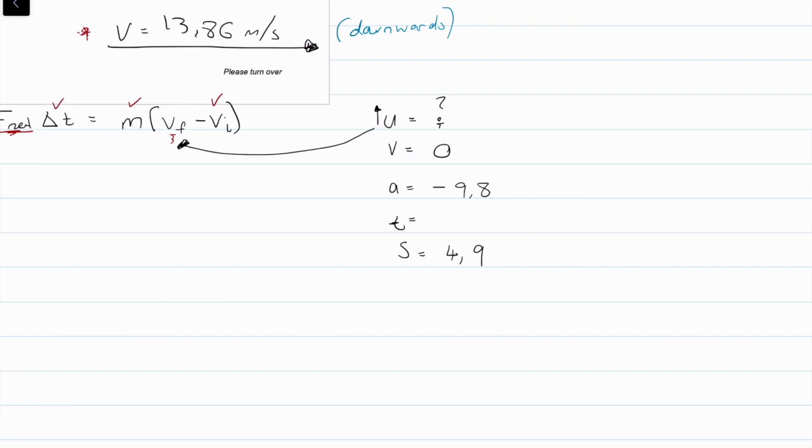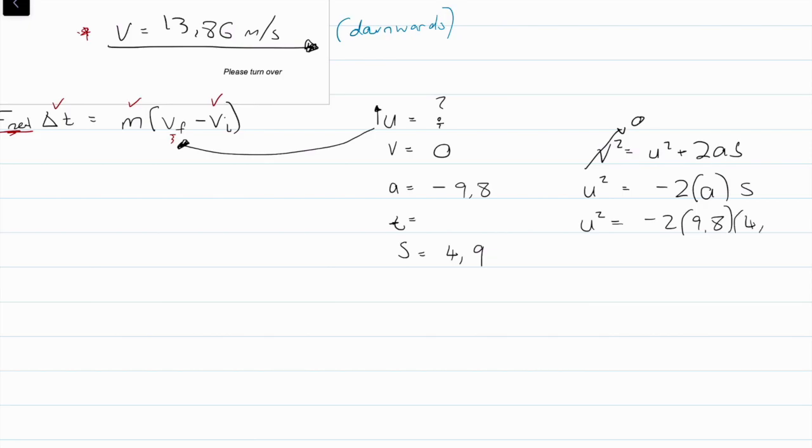Okay, and what equation can we use? Let's see, we can use the equation v squared. Okay, so what we want to solve for is u. So v squared equals u squared plus 2as. Okay, so v squared goes to 0. So u squared equals minus 2 times acceleration times my displacement. So u squared is equal to minus 2 times 9.8 times 4.9. That's a minus there, so a minus minus gives me a plus.